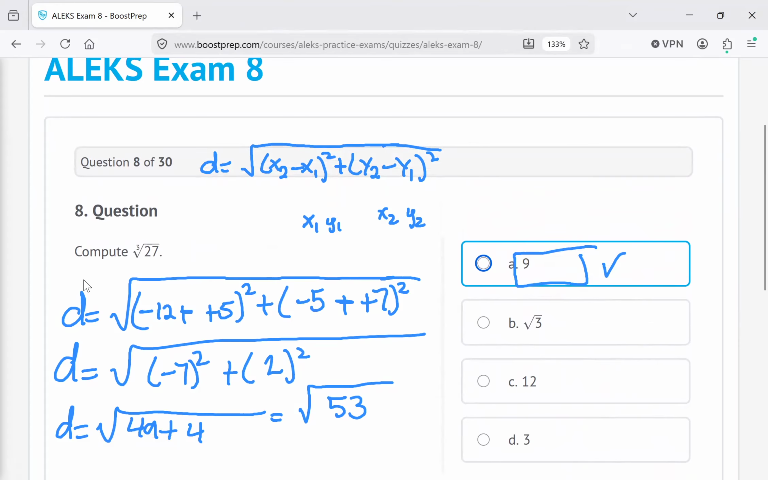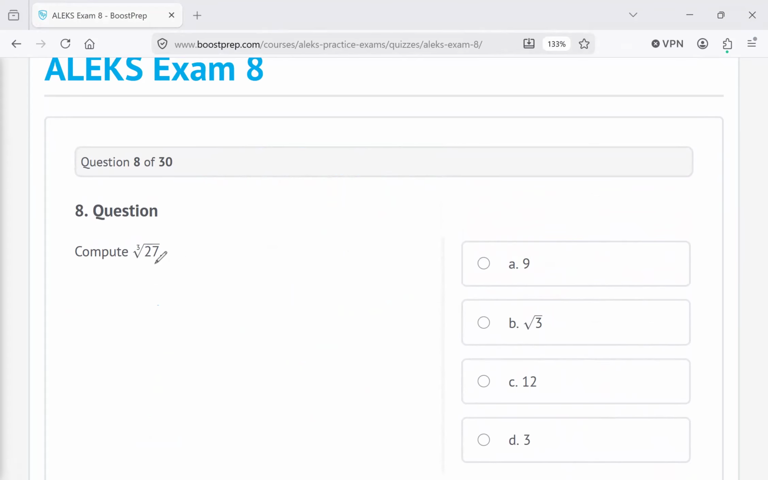Okay, this one, compute the cube root of 27. This is a perfect cube, so what number times itself 3 times gives you 27? 3 times 3 times 3, right? So this is just going to be 3.